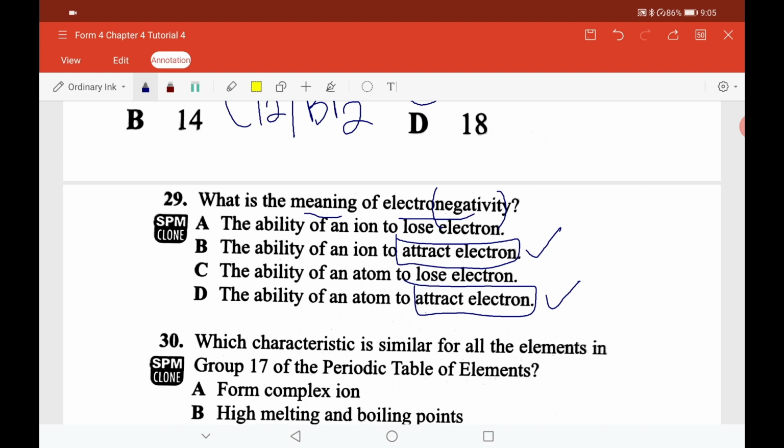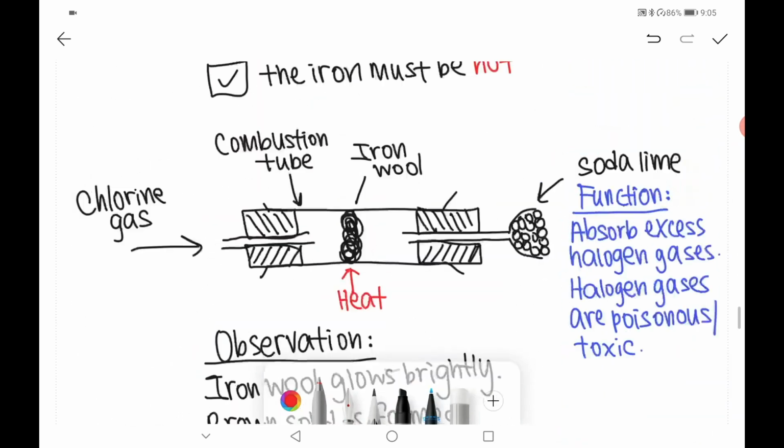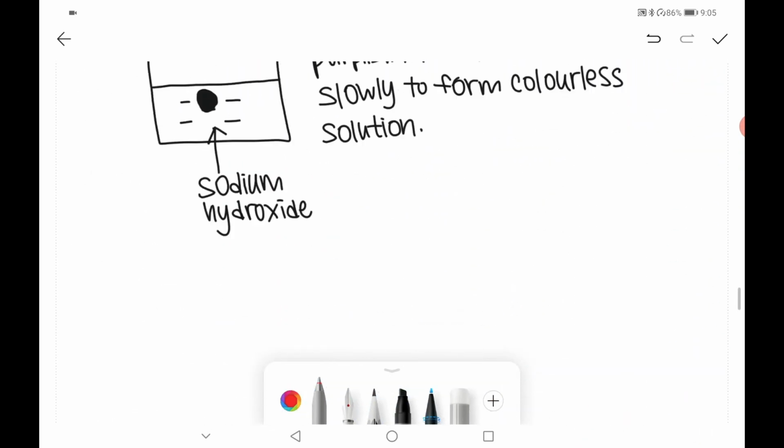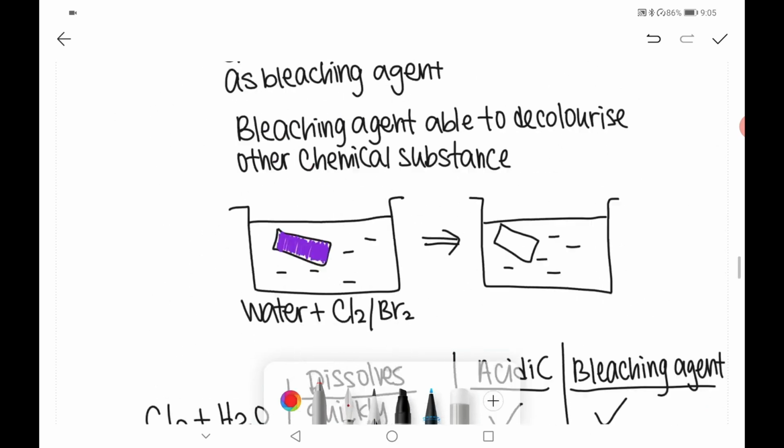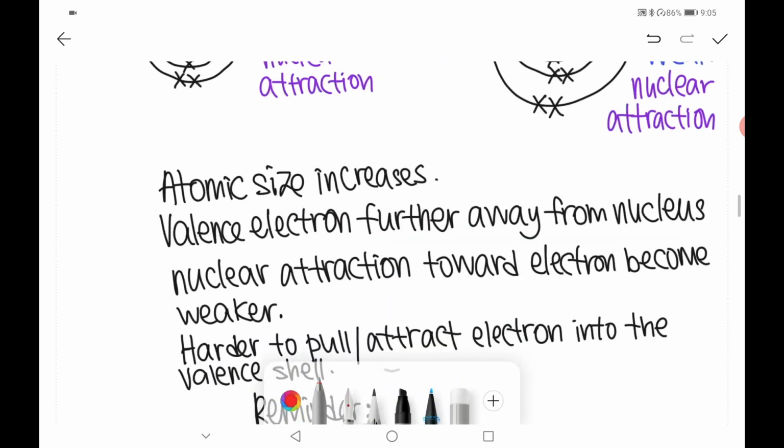Now how to choose between answer B or D? Answer B says the ability of an ion to attract electron. D says the ability of an atom to attract electron. So we should choose ion or atom. Remember, we learned before, before the substance donates or receives electron, they are neutral. Look back to something we learned before.